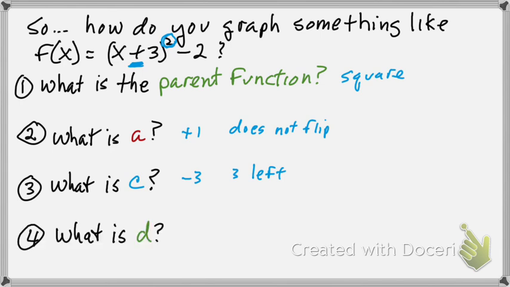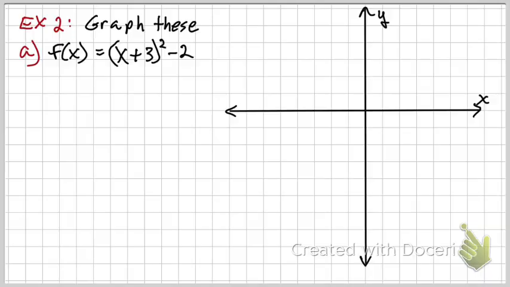And the last thing I want to know is, what's D? Well, here it's negative 2, so it means 2 down. I need to know those things so that I can graph this function pretty easily. And think of it in terms of the parent function. Okay, let's really do that. So here's that same function.